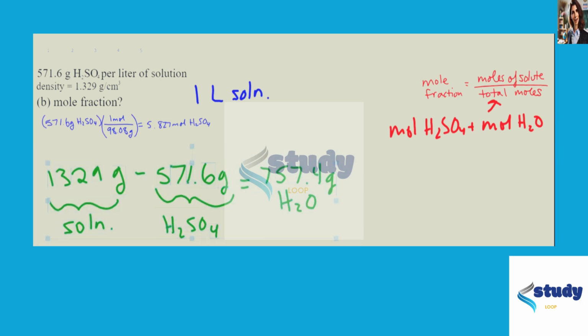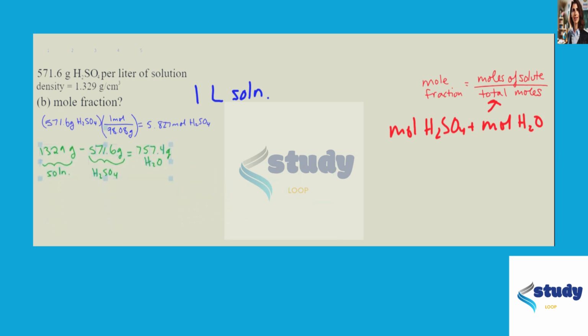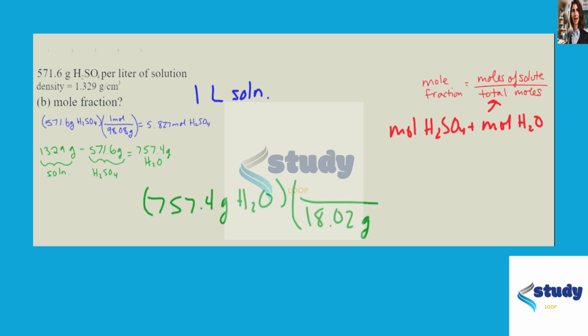How does that help me? Well, I know the molar mass of water, or I can find it using the periodic table. And so if I have the mass of water, 757.4 grams of water, I can divide by the molar mass, 18.02 grams for 1 mole of water, and find that I have 42.03 moles of H2O.